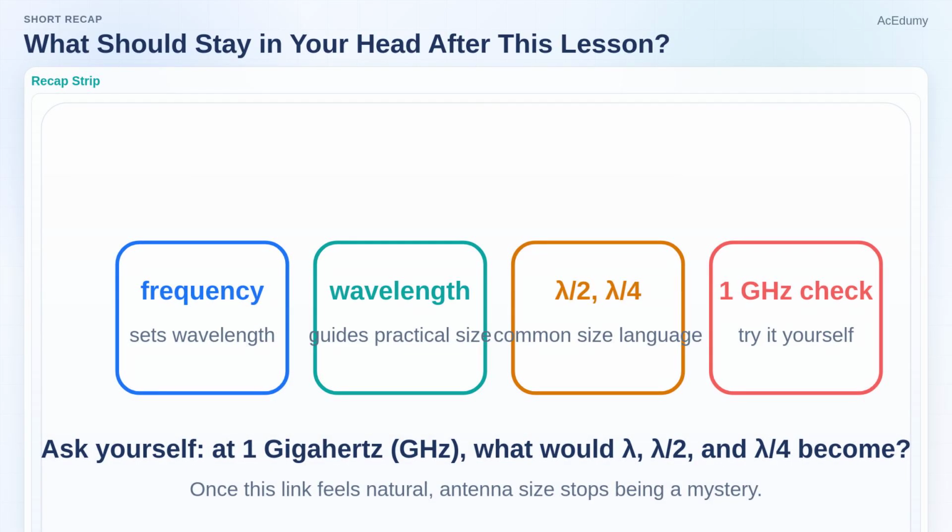Frequency sets wavelength. Wavelength guides practical antenna size. Labels like half wavelength and quarter wavelength are size shortcuts, and if someone gives you a frequency, you can begin estimating a realistic antenna size instead of guessing.